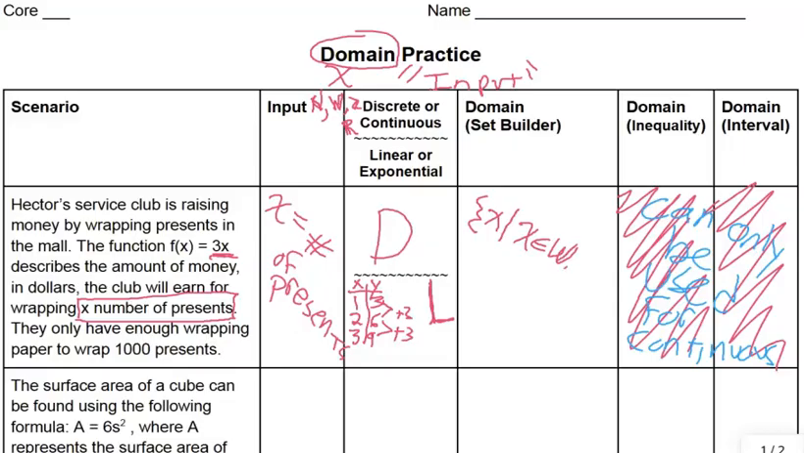Now, the whole numbers start at 0, and then they go 1, 2, 3 after that. However, I can't let them go on forever because remember the very last sentence, they only have enough wrapping paper for 1,000 presents. So if they only have enough for 1,000 presents, and X is representing the number of presents getting wrapped, I need to make sure that the number of presents getting wrapped X is either less than or it could be equal to the 1,000. Because they don't have any more wrapping paper beyond that.